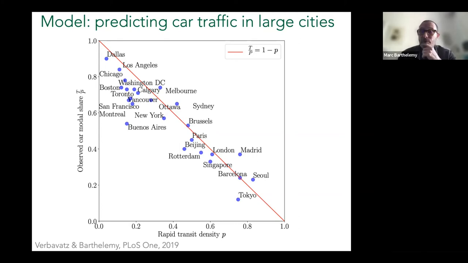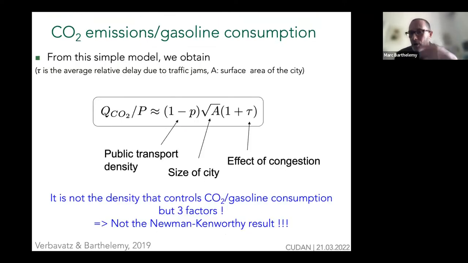And this is the type of thing we would like to do for other quantities. And you can even push this model, because with this model, you can also compute or estimate the quantity of gasoline used or CO2 emitted by cars, which are proportional to each other, more or less. And basically, what you find is that the quantity of gas used is not given by the density, as Newman and Kenworthy suggested, but is the product of three terms. So let me just describe what these terms are.